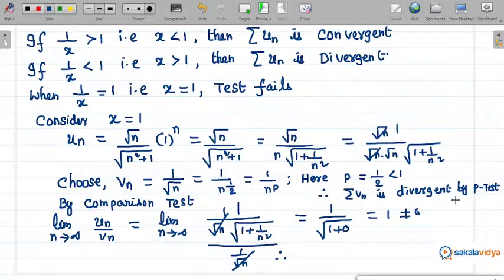So as it is divergent, sigma un is also divergent. That means when x is equal to 1, sigma un is divergent. When x greater than 1, also divergent. So now we need to conclude these two statements as a single statement. Sigma un is convergent when x less than 1, and sigma un is divergent when x greater than or equal to 1. That is the final statement that we need to write.